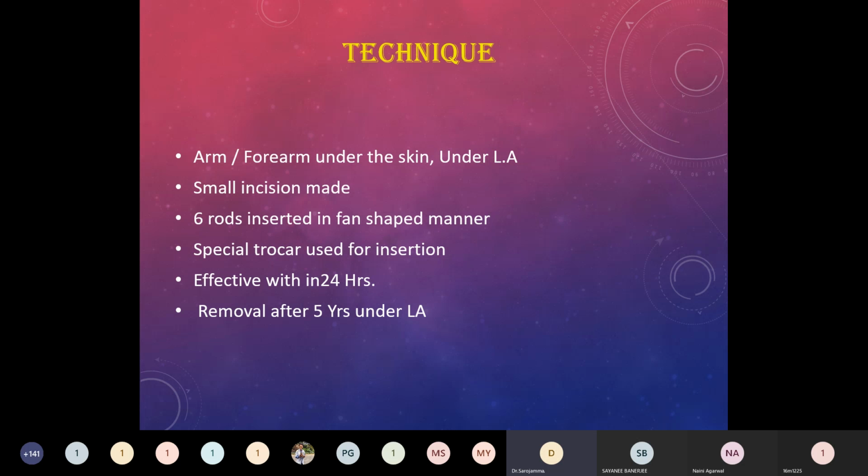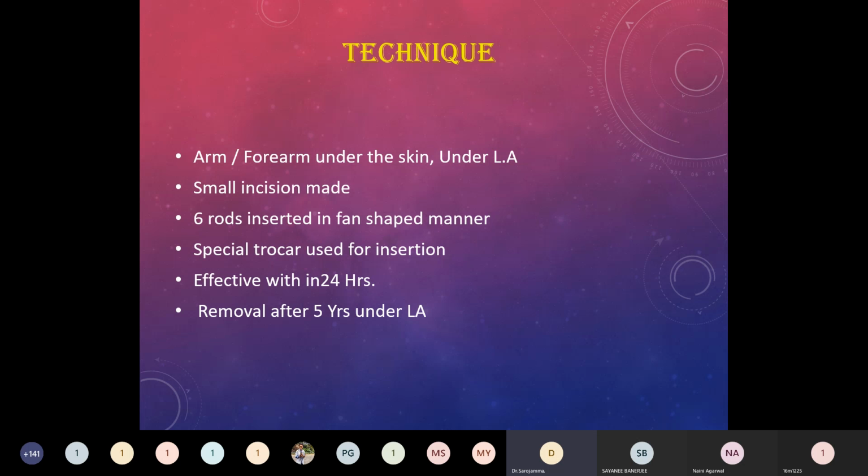They're very invasive and people don't go for this except in some parts of India. Still we get women coming with these rods, but otherwise in most of the Indian cities they don't go for this.